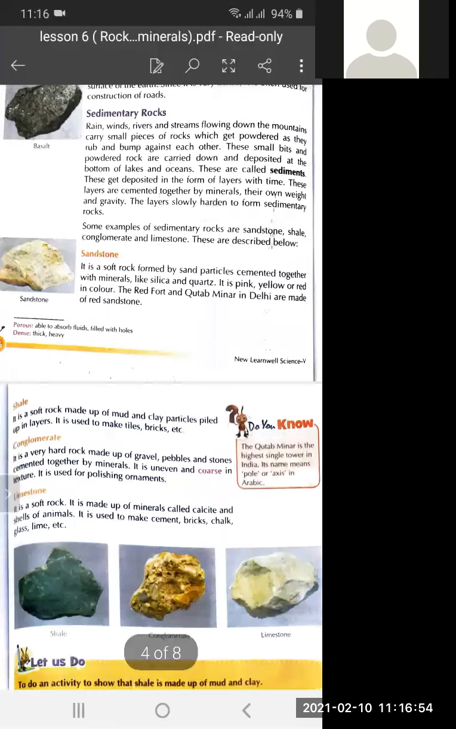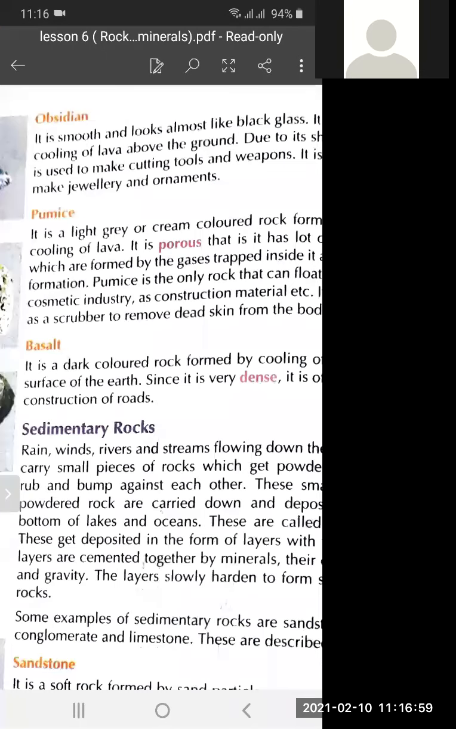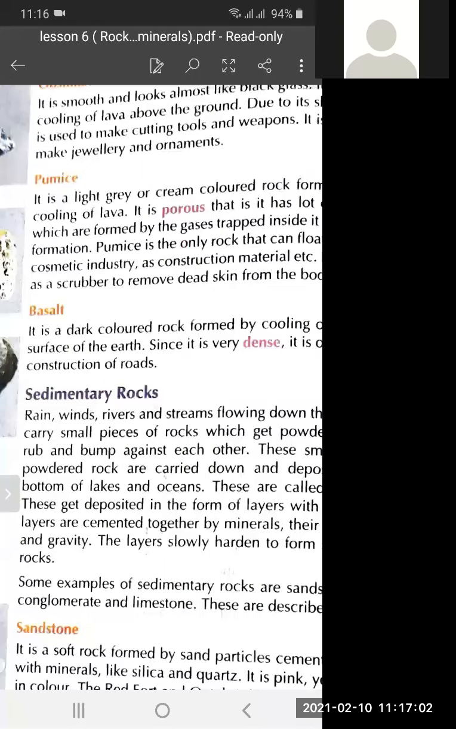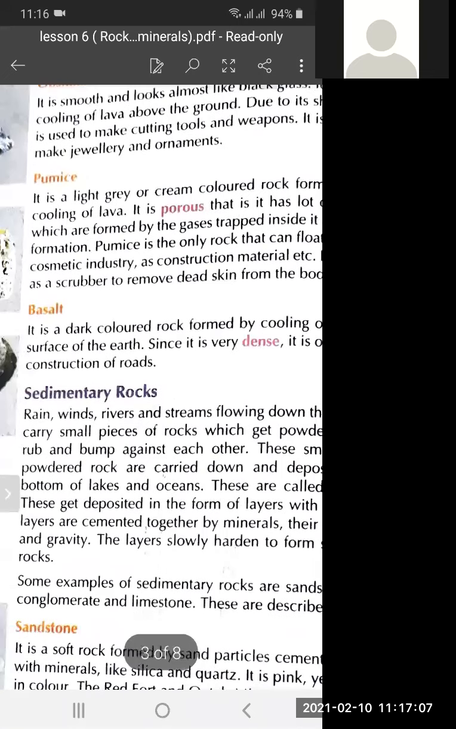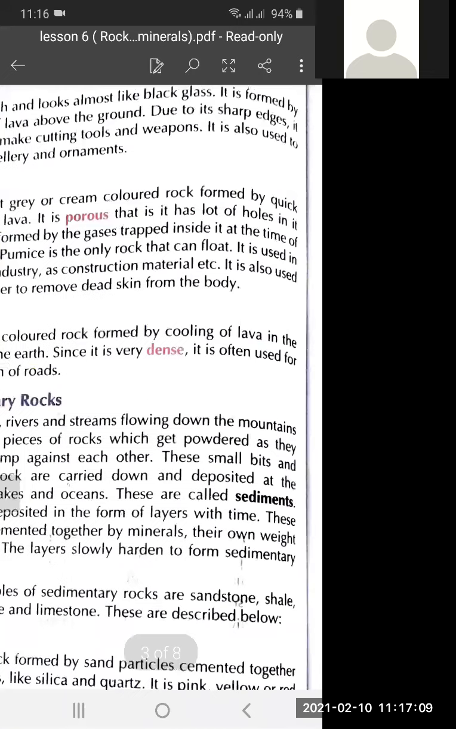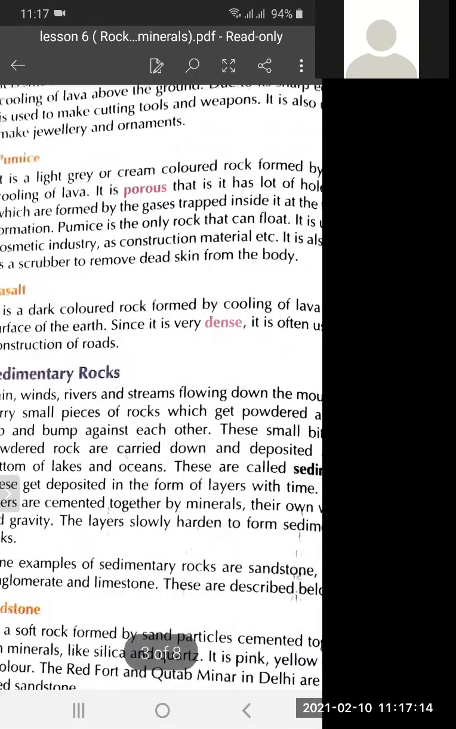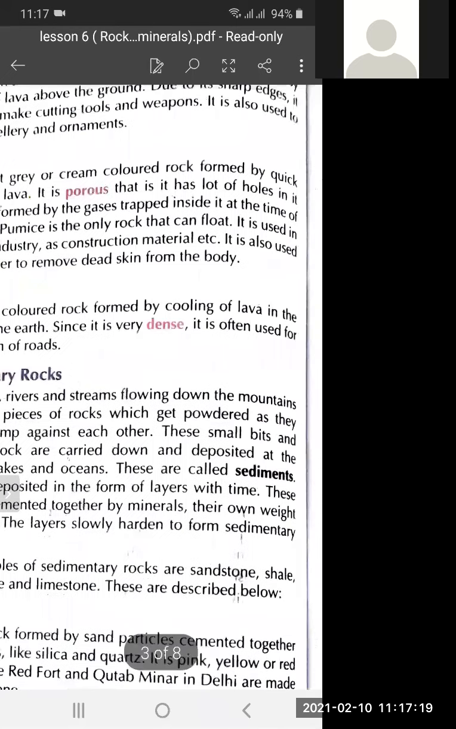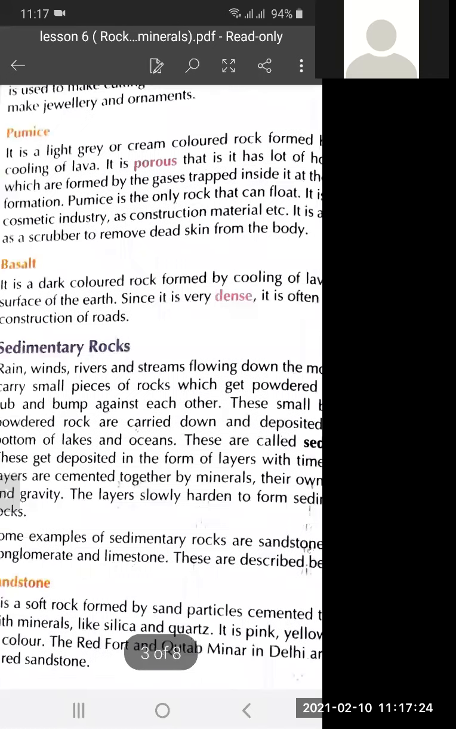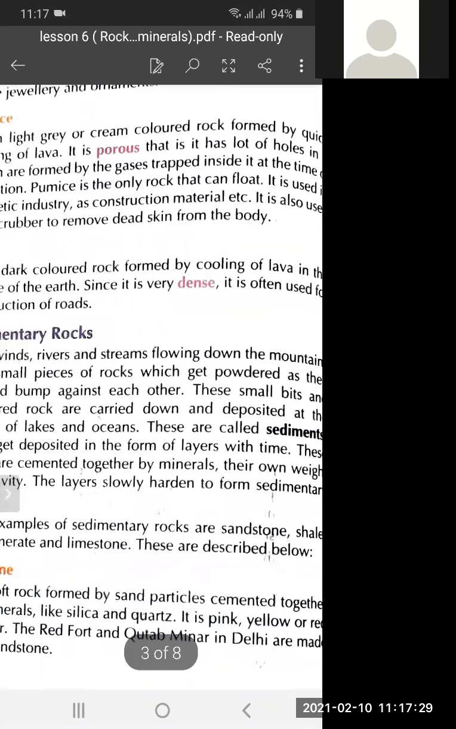Now, pumice. It is a very light gray or cream colored rock formed by quick cooling of lava. It is porous, that is, it has a lot of holes, which are formed by the gases trapped inside it at the time of formation.